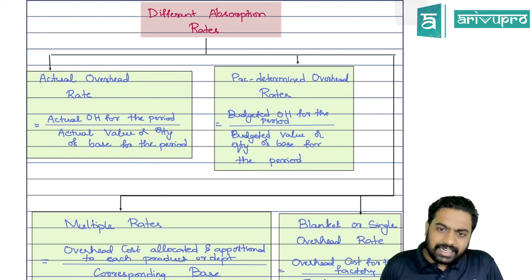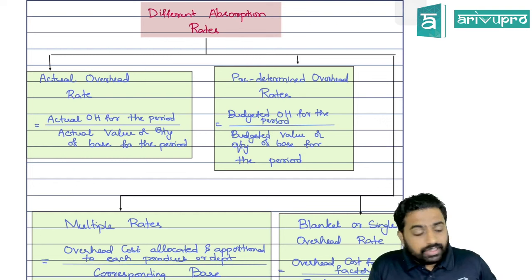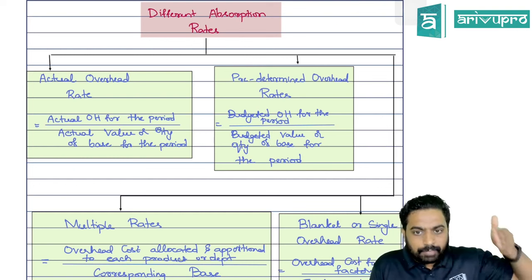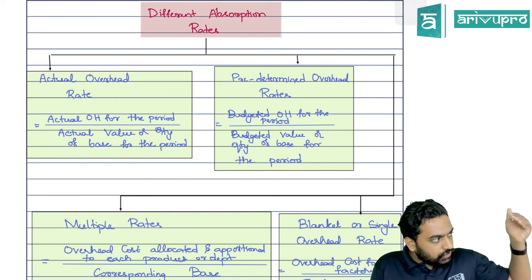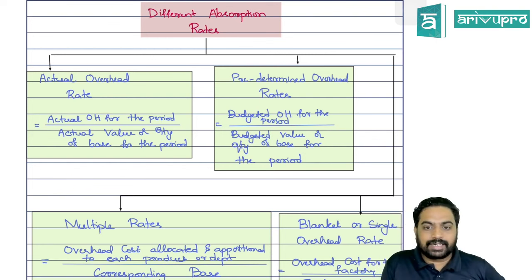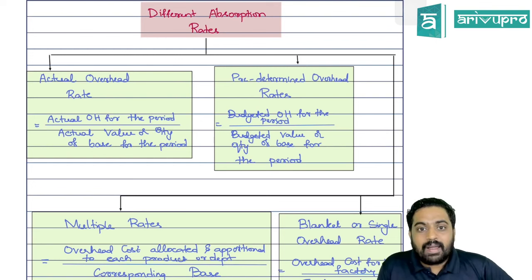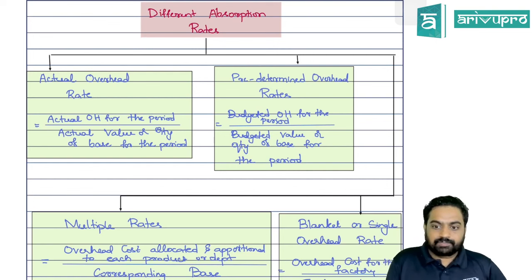Sir, is there any demerit in this? The answer is a big yes. What, sir? To find out the actual overhead, we should wait till the period gets completed, no? In between, if you sell anything, how are you going to charge it? That's why we have one more method called the predetermined overhead rate method.